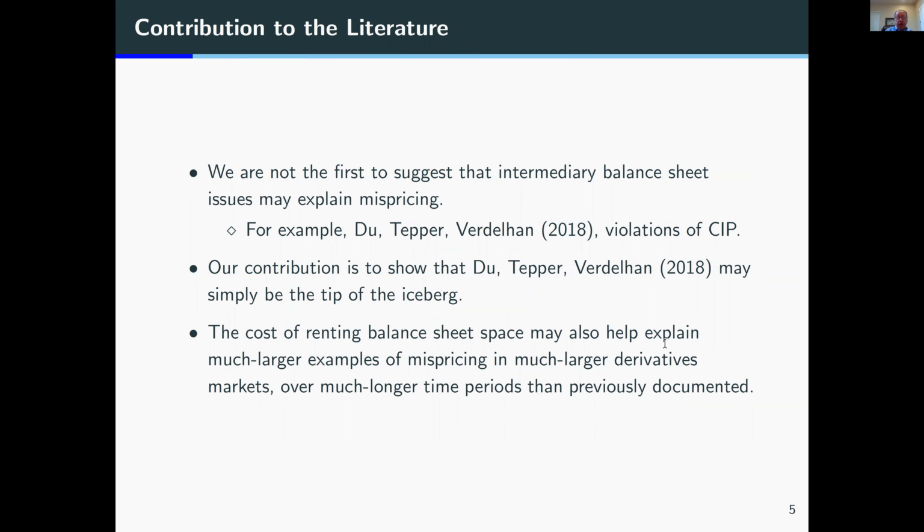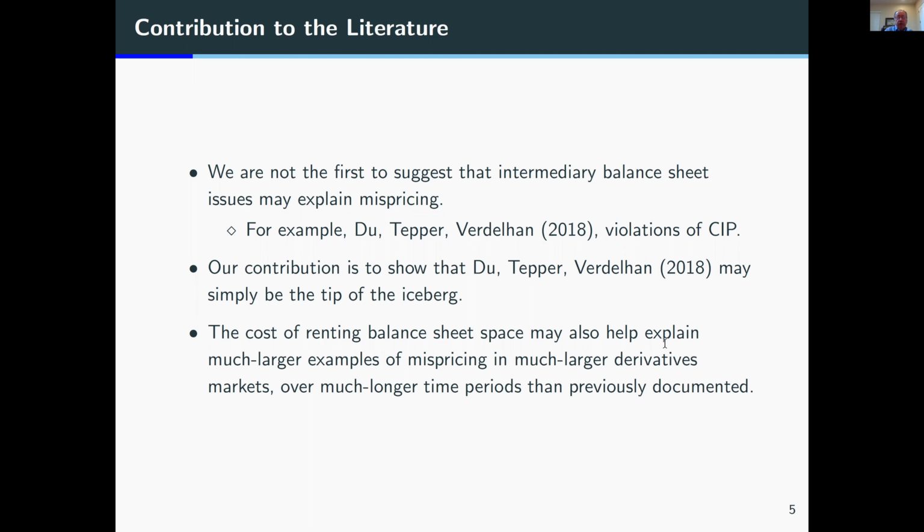Now, I have to emphasize that we, of course, are not the first to suggest that balance sheet issues may explain mispricing. There's a well-known paper, Du, Tepper and Verdelhan, that's a very nice paper talking about violations of covered interest rate parity. And it's cash versus forward markets. So again, it's a derivatives versus cash market pair. And they have very dramatic evidence that it's being driven by intermediary balance sheet issues. So our contribution really is to show that those Du, Tepper, Verdelhan results may really just be the tip of the iceberg.